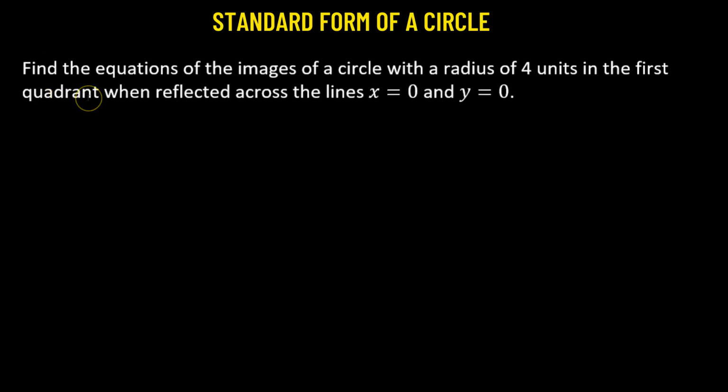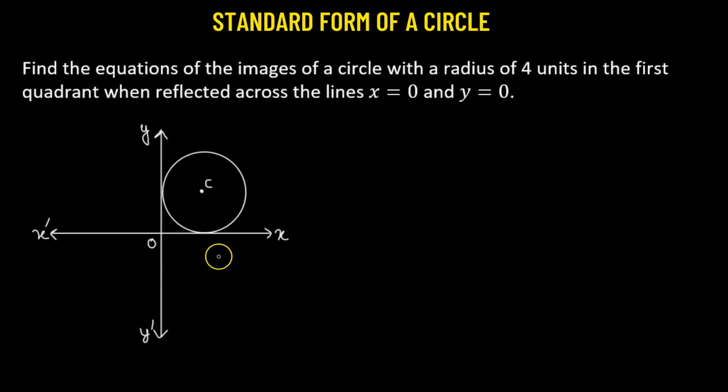In this problem, we need to determine the equation of the images of a circle of radius 4 units lying in the first quadrant when reflected across the lines x equals 0 and y equals 0. So let's first try to understand the problem graphically.